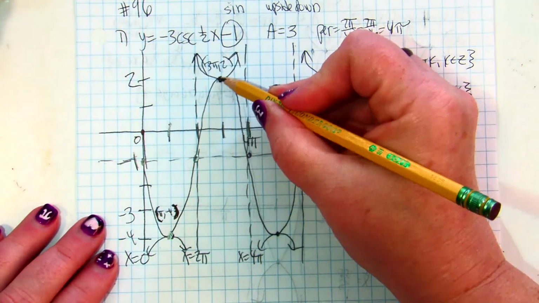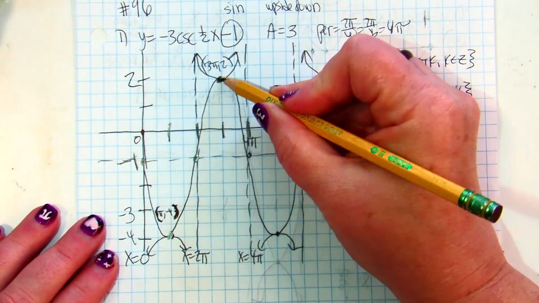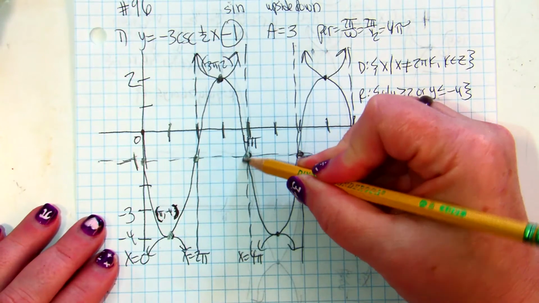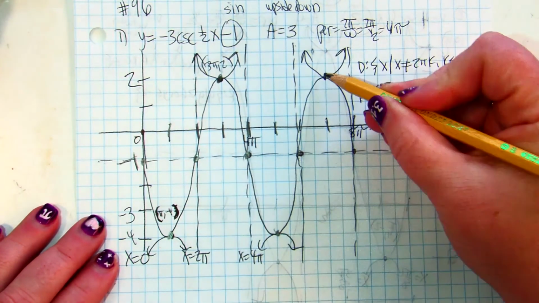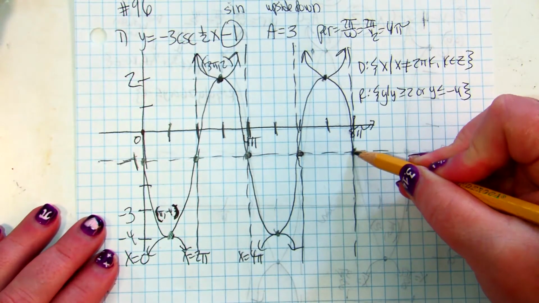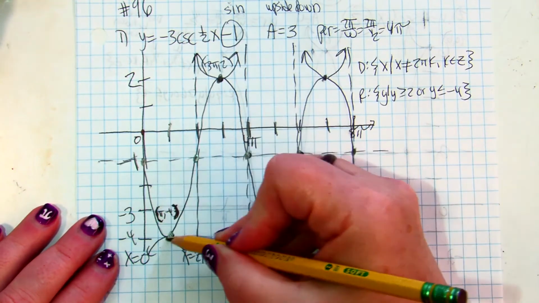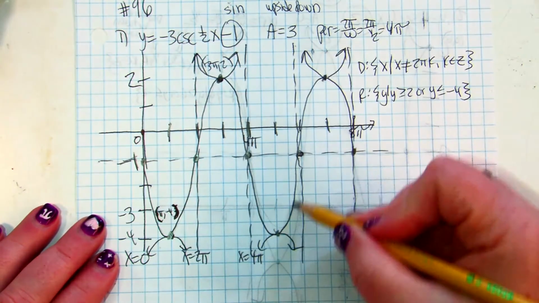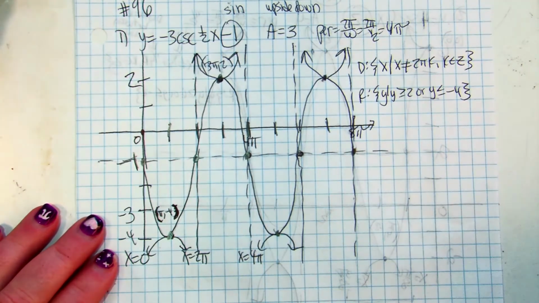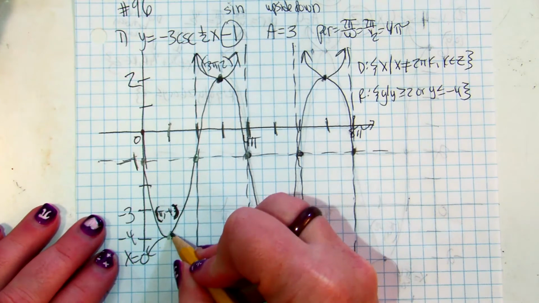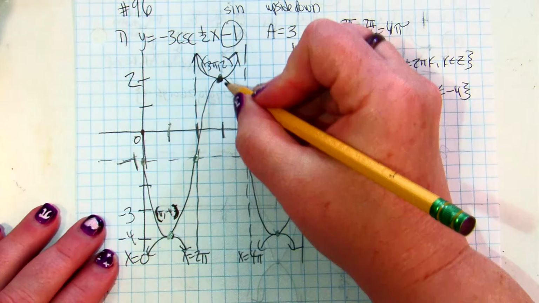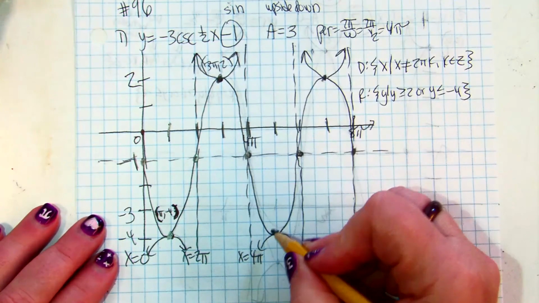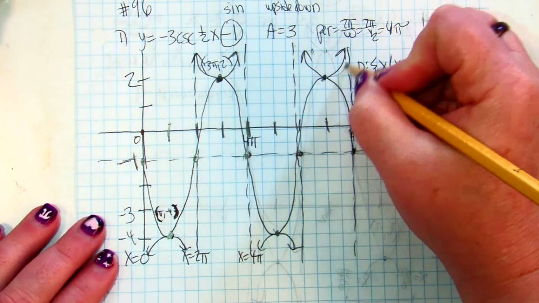Then you go up to 2, because that's a distance of 3. Then you go down, down, up, down. So you make your dots. Then you draw your smooth sine curve. That's y equals negative 3 sine 1/2 x minus 1. But we want cosecant, so we have to draw the u's. So from here we draw u's. Here we draw u's. A u here and a u here.